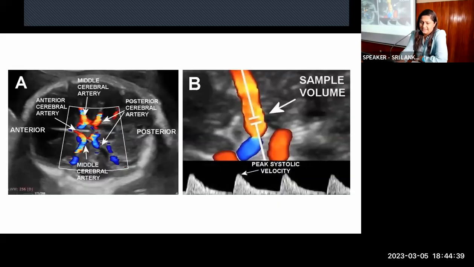So this image A is an axial view of the head. You can see the circle of Willis there. You see the anterior and posterior cerebral arteries as well as the middle cerebral artery. Once we get that image, we then zoom on to the middle cerebral artery, where it occupies half of our screen, and then we apply the Dopplers. You can see that the Doppler is parallel to the blood flow.